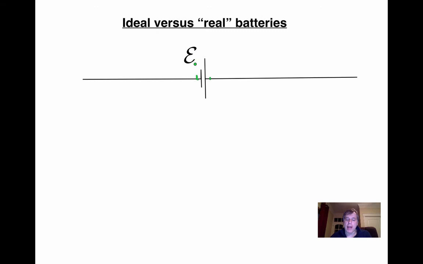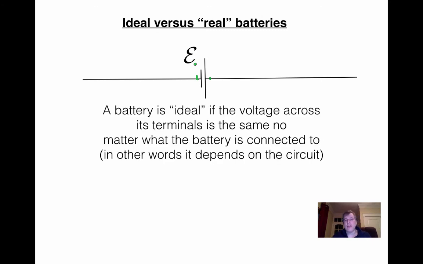This is an ideal battery. Okay, so that's the definition. A battery is ideal if the voltage across its terminals is always the same no matter what it is connected to. So no matter what the rest of the circuit is. That's an ideal battery, always the same voltage. In real life, this is not what happens.